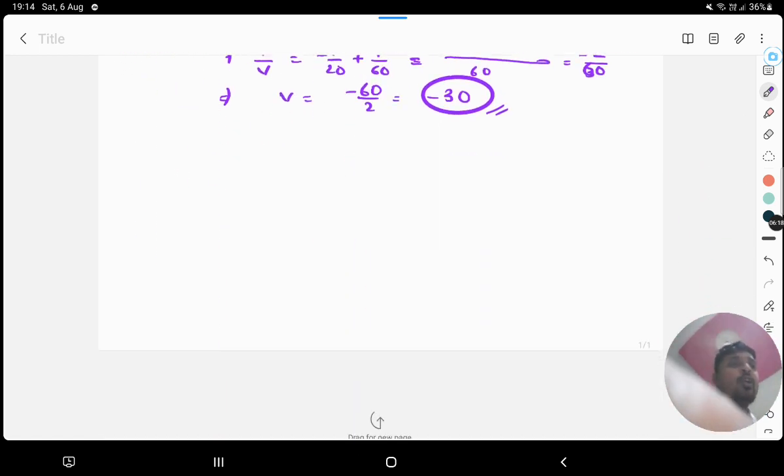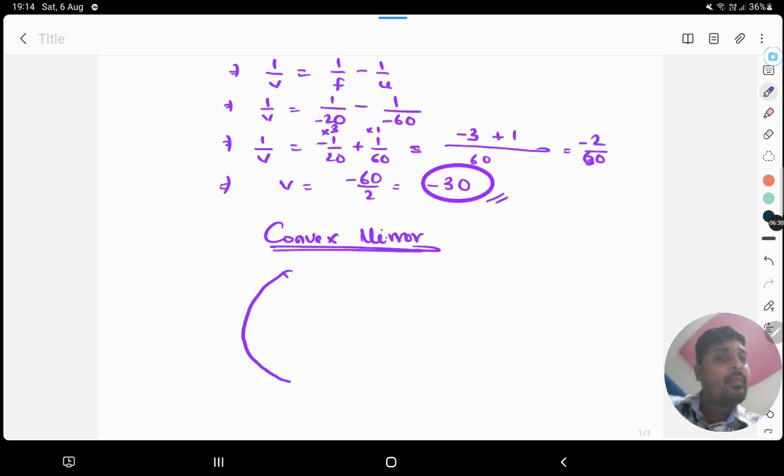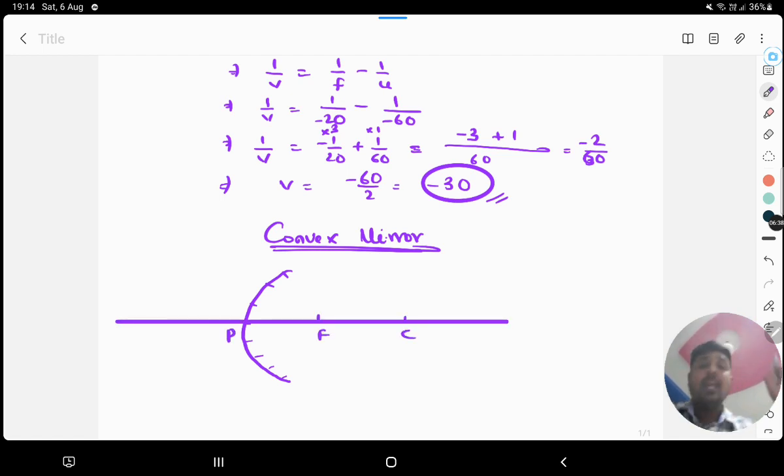Now let us see about the convex mirror, how we are going to apply sign convention for the convex mirror. See, this is our convex mirror, this is the principal axis P, F, C. Now students, can you please tell me on which side we are going to place the object? This is part 1, this is part 2. Obviously on the part 1. So here you are going to place the object, right? So this is the position of the object. Then where you are going to place the object, that entire side is going to become minus and the opposite side is going to become plus.